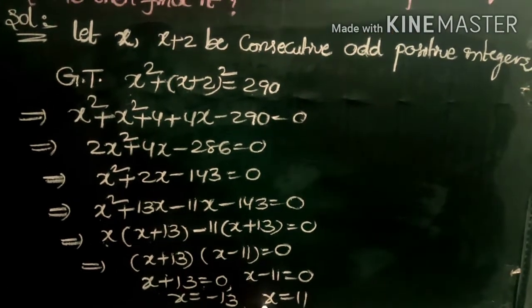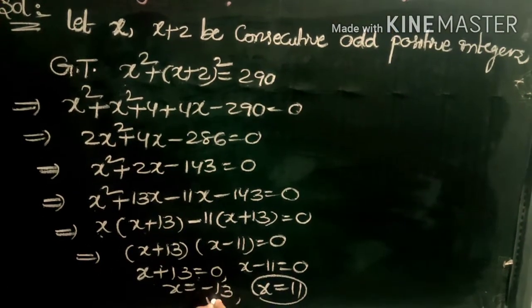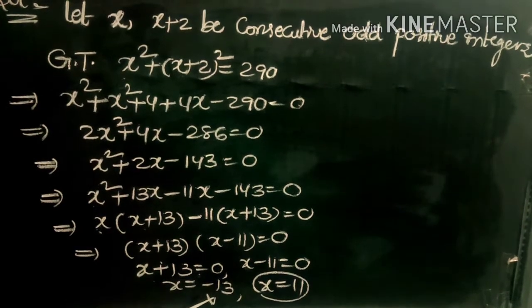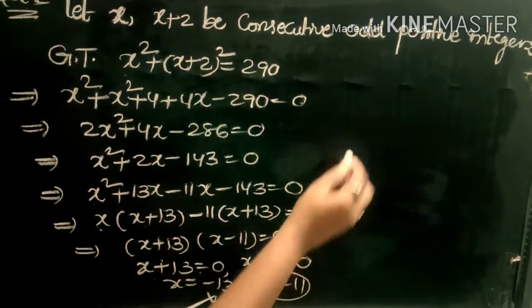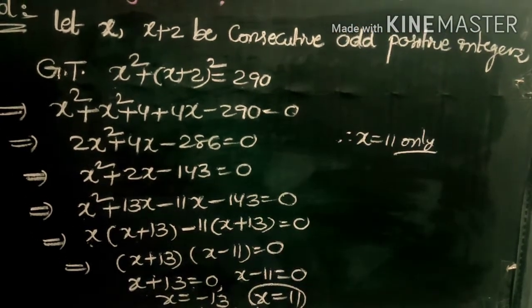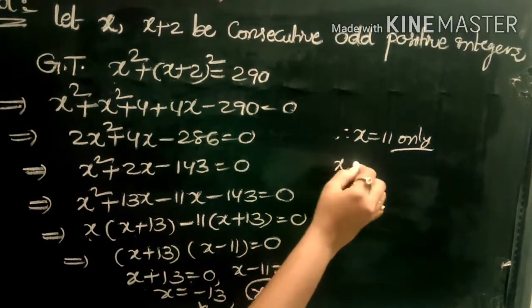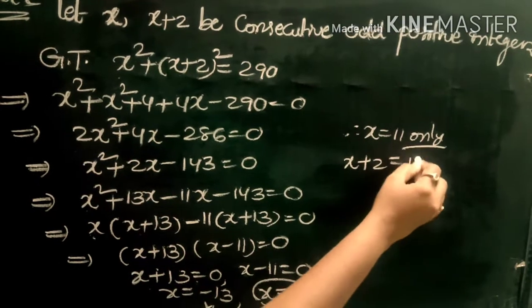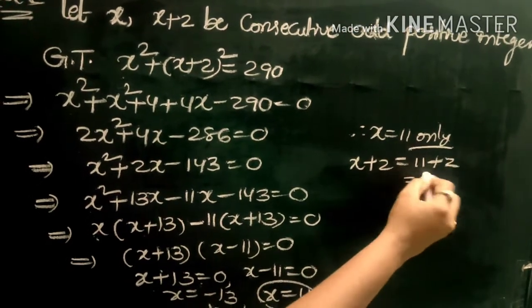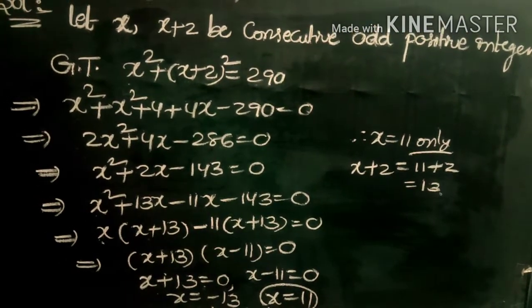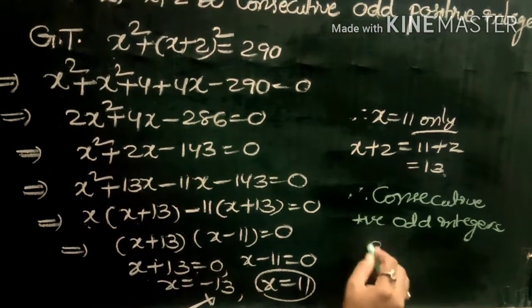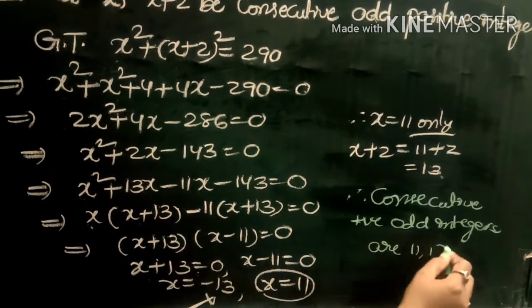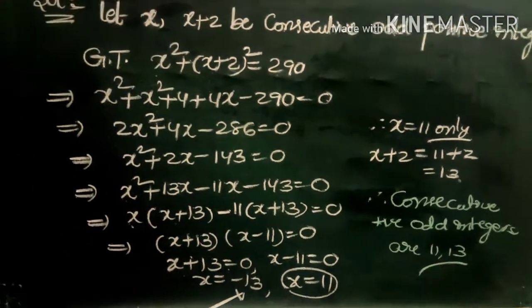So here we take x is equal to 11 only. x is equal to minus 13 is not taken, since it is given that these numbers are positive integers. Therefore x is equal to 11 only. If x is equal to 11, then what is the x plus 2 value? x plus 2 is equal to 11 plus 2, that is 13. Therefore the consecutive positive odd integers are 11, 13. That's all. This is the answer.